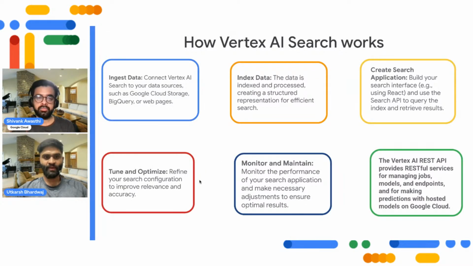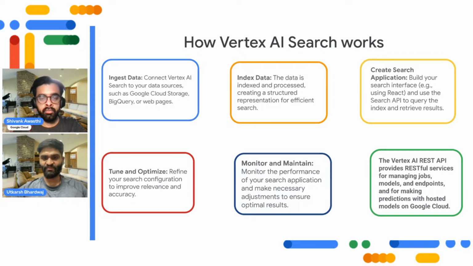Thank you. Now let's quickly understand how Vertex AI search actually works in the background. So first of all, you have to ingest data. So you have to connect Vertex AI search to your data resources such as Google Cloud Storage, BigQuery, or your web pages. Then you have to index your data. The data is indexed and processed, creating a structured representation for efficient search.